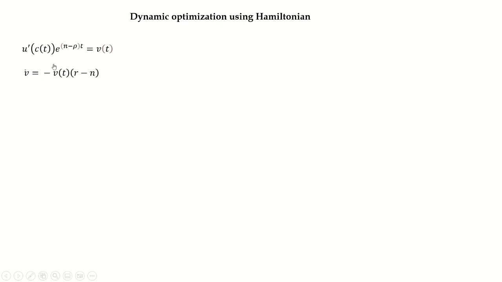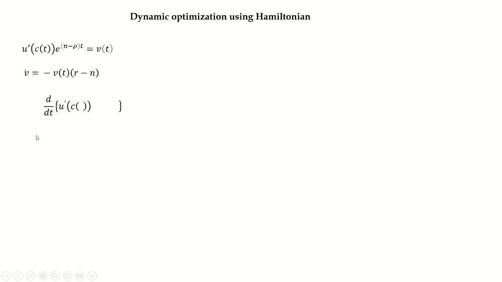The way we can get it is that we differentiate this FOC with respect to time, that will give us V dot t, and then we substitute that value over here. So let's just use that method. You can use any other method. There could be different ways of solving this. So let's just apply this method and solve them simultaneously.